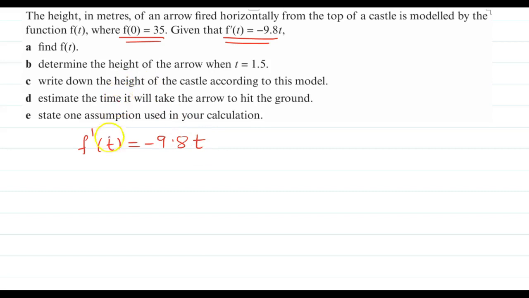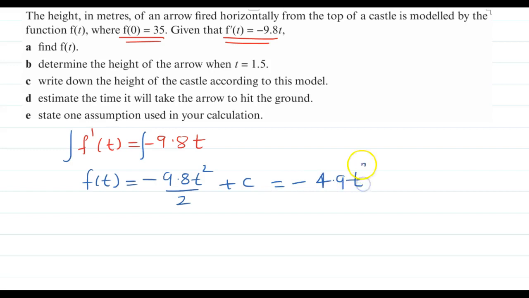So we can integrate both sides. If we put the integration sign on both sides, integration of f dash t becomes f(t), and with the minus sign outside, it will be minus 9.8 t squared divided by 2 plus constant c, which we can write down as minus 4.9 t squared plus c.